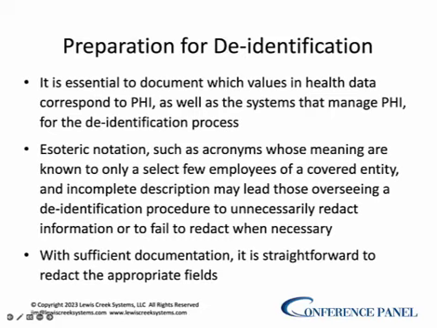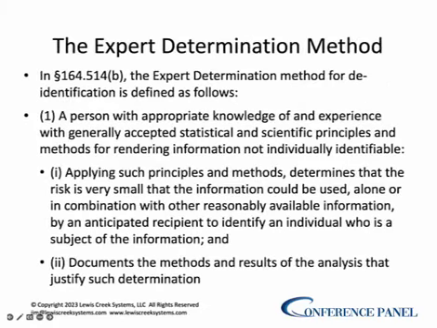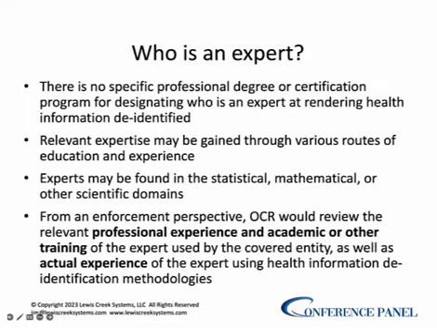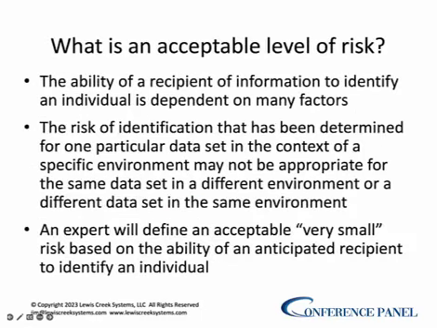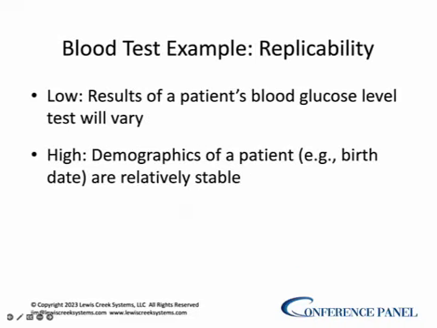So we're going to get into the fun part here. Now, when it gets into de-identification, when it comes to the expert determination method, part of the question is, who is an expert? Another question we're thinking about is, what is the acceptable level of risk? We're talking about reducing risks to an acceptable level, the risk of re-identification. So you have a blood test record.